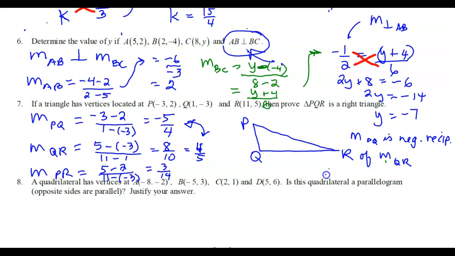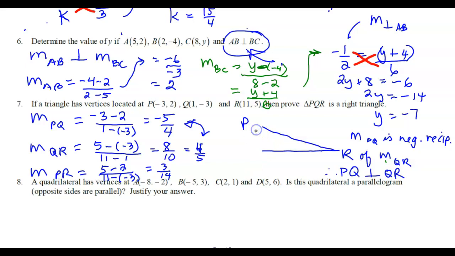Therefore, PQ is perpendicular to QR. The line segments are perpendicular. The slopes themselves aren't perpendicular. They're numbers that represent the slope. Okay? So the line segment PQ is perpendicular to the line segment QR. So that means my diagram was a little bit off.